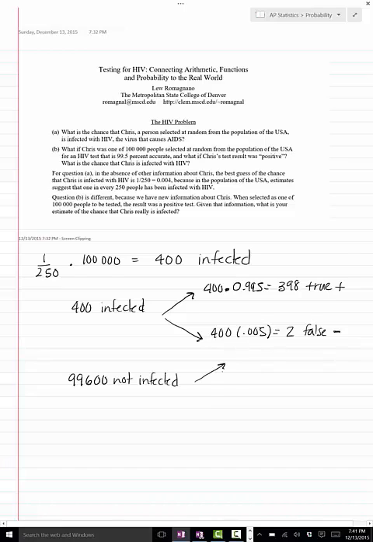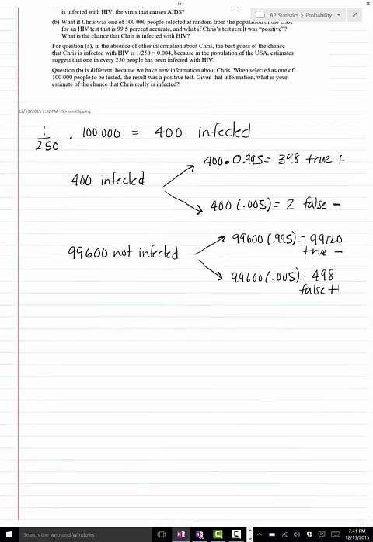And again, if the test is 99.5% accurate, then we would expect that of those 99,600 people, times 0.995, we would get that 99,102 of them would be a true negative, meaning the test gave them a negative and that is true because they don't have HIV. Which means that the remainder of those 99,600 people, or 498 of them, will get a false positive. They would test positive even though they don't actually have HIV.